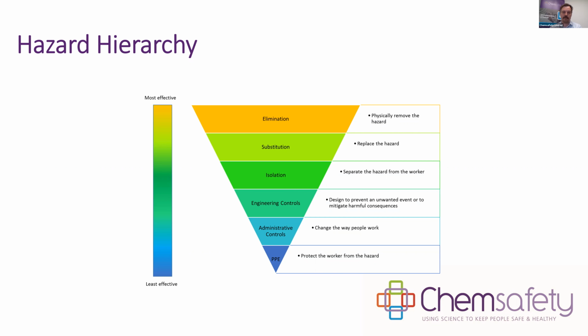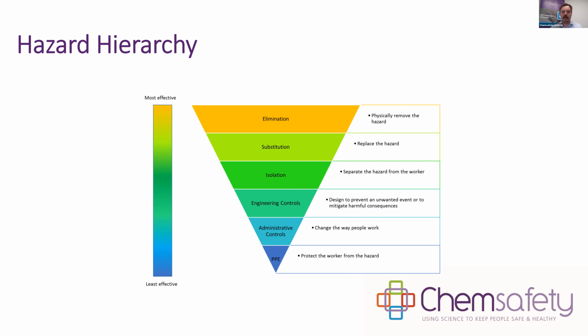Substitution involves replacing the hazard. So with solvents, you'd look at the solvent that's being used and try to find a less hazardous replacement solvent for it. Isolation involves separating the hazard from the worker, or from all workers. So you might put a certain solvent operation inside an enclosure or a separate room to minimize exposure to workers.